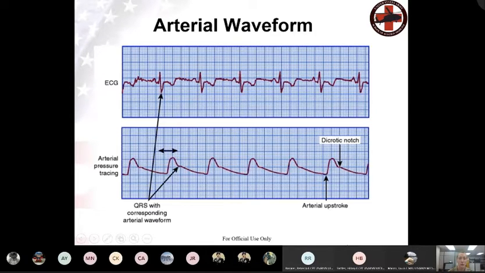Now, here's a review of our waveform. This is just to talk about the tie to the EKG. Sergeant Seidel, what is the EKG a representation of? Just our basic EKG? Yep. What does the EKG show us?